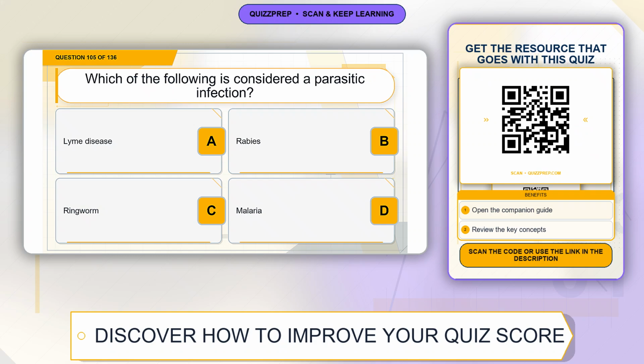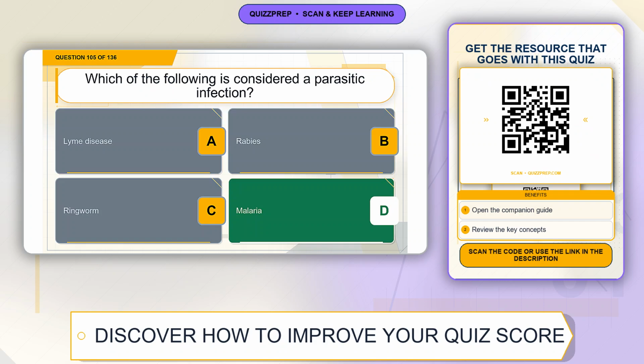Question 105. Which of the following is considered a parasitic infection? Option A, Lyme disease. Option B, rabies. Option C, ringworm. Option D, malaria. The correct answer is option D, malaria.